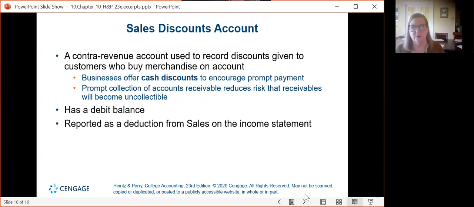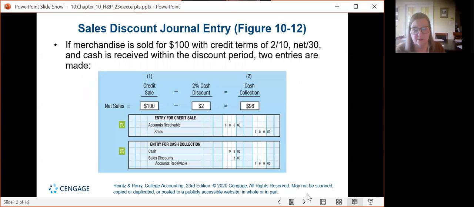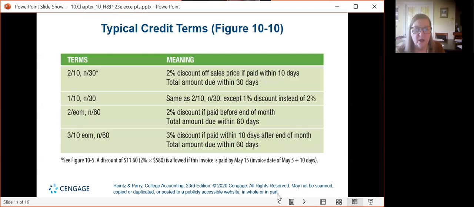All right, sales discounts is another one that's a contra revenue account. So again, it's going to be treated the same way. Let's see if we can see the journal entry. This is what the journal entry looks like. They're only recording the sales discount when the actual discount is earned or when the payment is made. So let's go back and talk about the terms of this first before we do that.